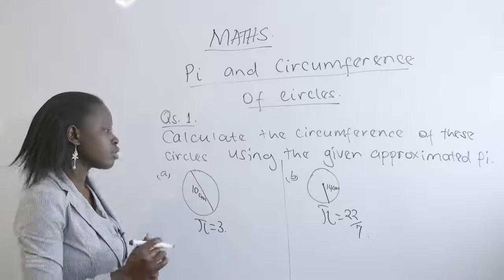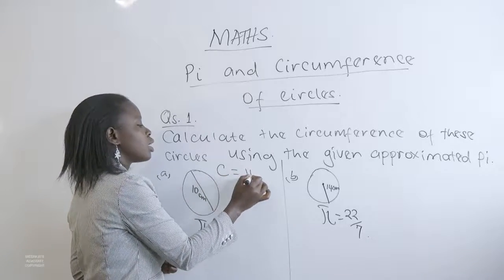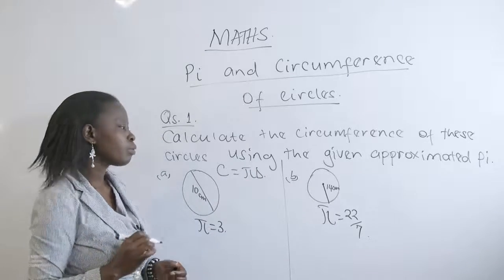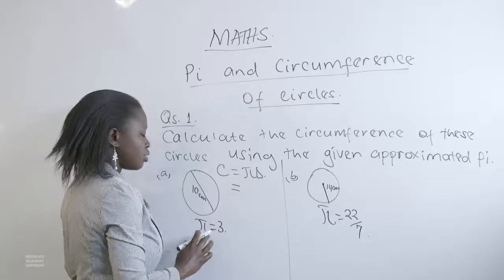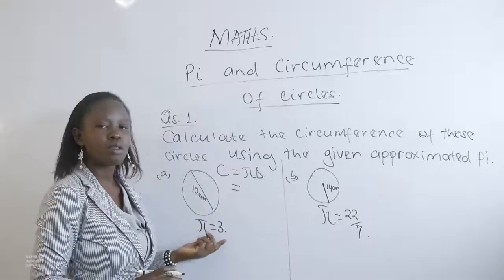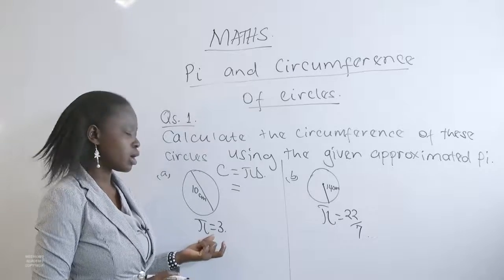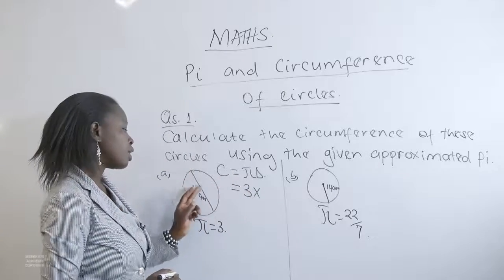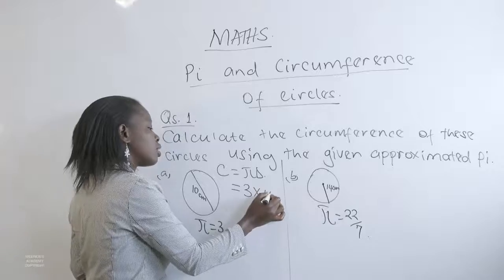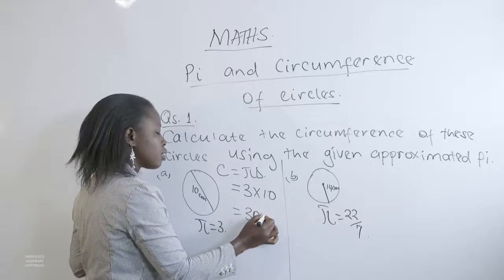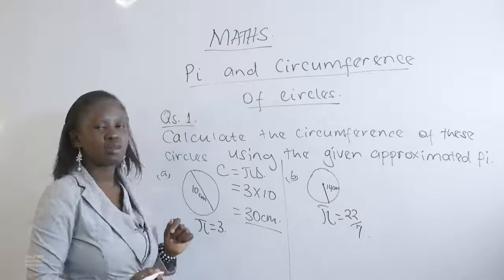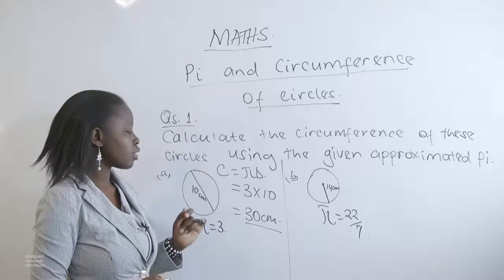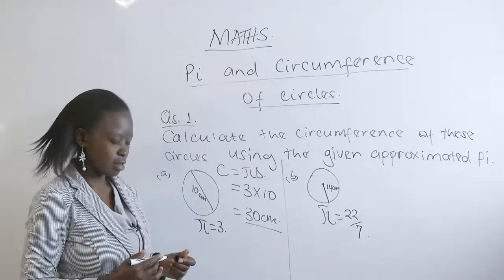How do we get the circumference? Circumference is given by pi d. So that means our pi in this case we've been given is 3. So we are using the approximated pi of 3. So that means 3 multiplied by the diameter, and our diameter in this case is 10. So 3 times 10 gives us 30 centimeters. So that means the circumference of the given circle is 30 centimeters.